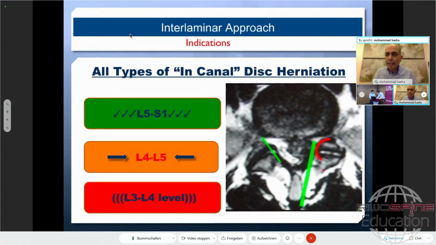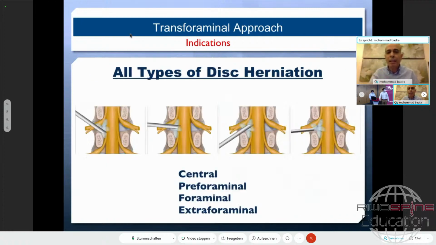In general, the indication for the interlaminar approach is all types of in-canal disc herniation. As long as the disc hernia is within the spinal canal, you can do the interlaminar approach. It's easy at L5-S1. It's a little bit more difficult at L4, L5, especially if you have a narrow window, because sometimes you have to widen the interlaminar window by resecting some bone. And it's a little bit more difficult also at L3, L4, because you always have a narrow window and you have to widen the interlaminar window in order to get into the spinal canal.